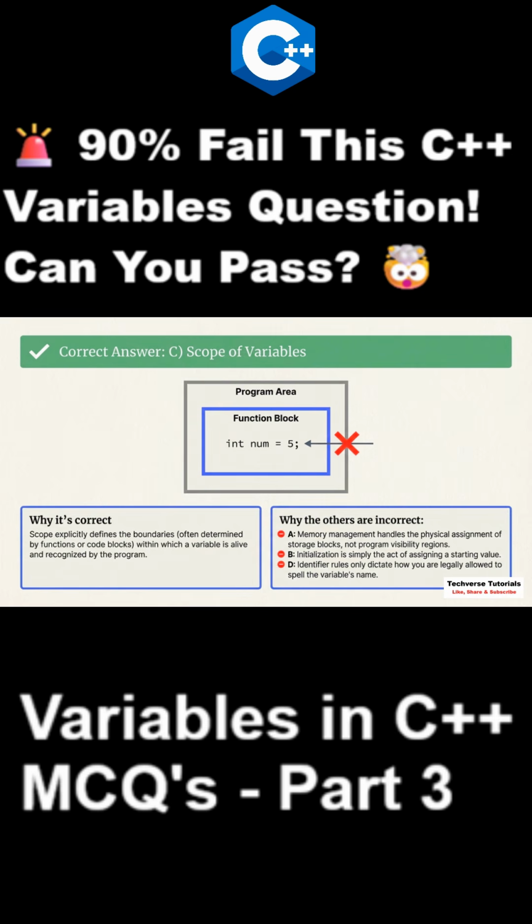Why the others are incorrect. A. Memory management handles the physical assignment of storage blocks, not program visibility regions. B. Initialization is simply the act of assigning a starting value. D. Identifier rules only dictate how you are legally allowed to spell the variable's name.